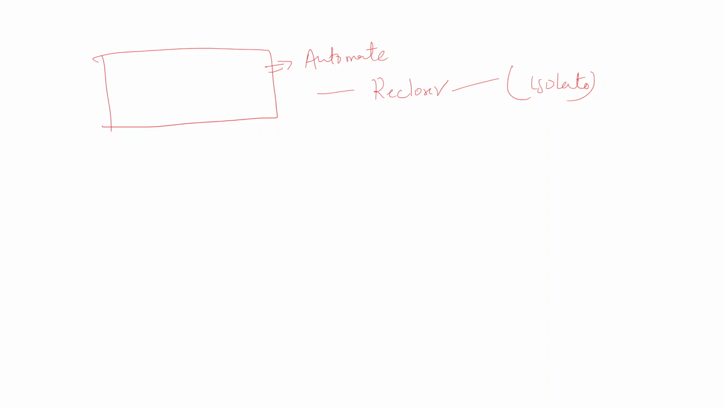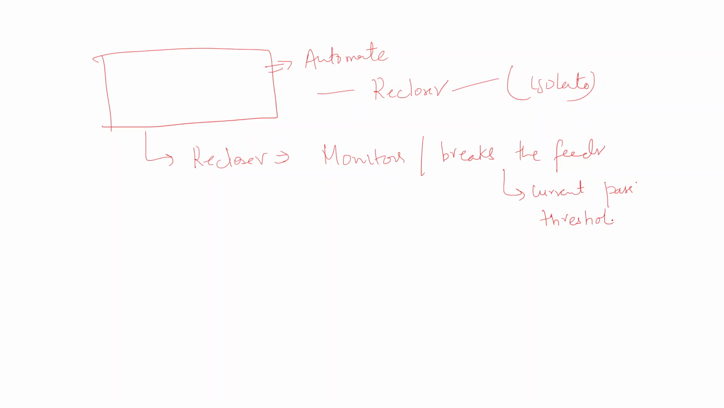It actually has different subparts. Like one subpart of the distribution automation is the recloser. What does a recloser do? It monitors and breaks the feeder circuit if the current passes through the threshold value. Okay.